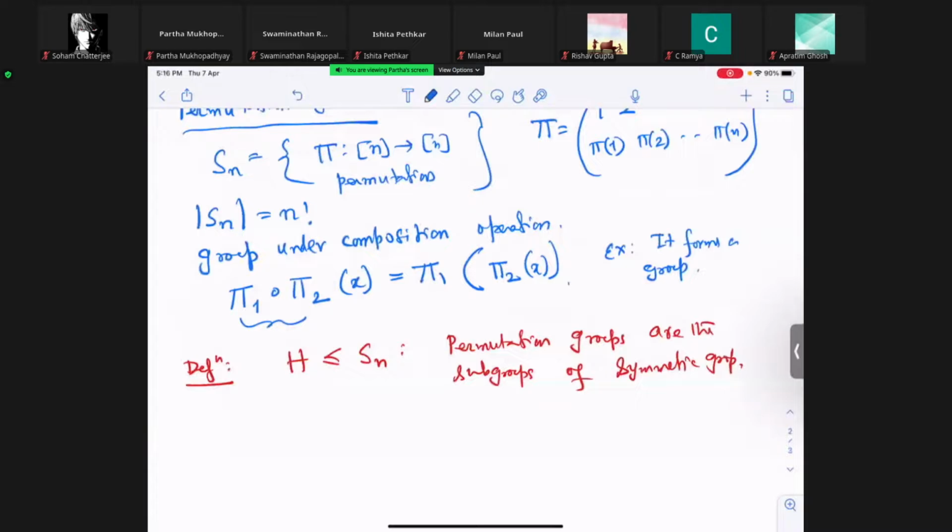Have you studied that theorem in the class? Any group in some sense behaves like a permutation group. Cayley's theorem, have you studied? Yes, sir. That theorem is very nice, but it is not very computationally efficient because maybe you have to embed in a really huge symmetric group.